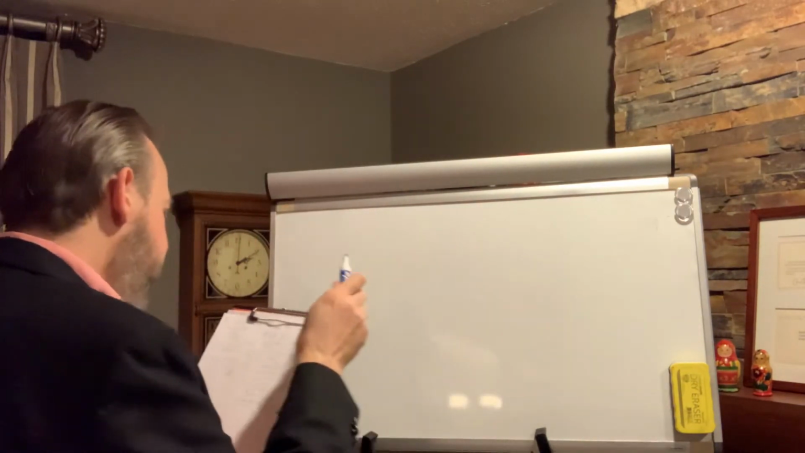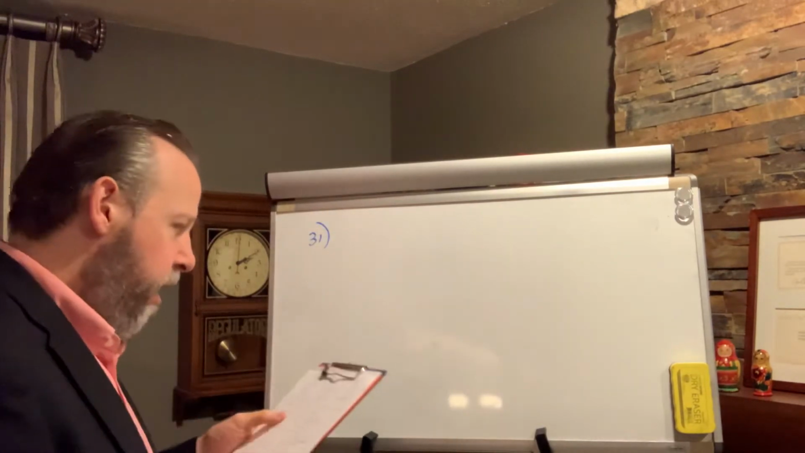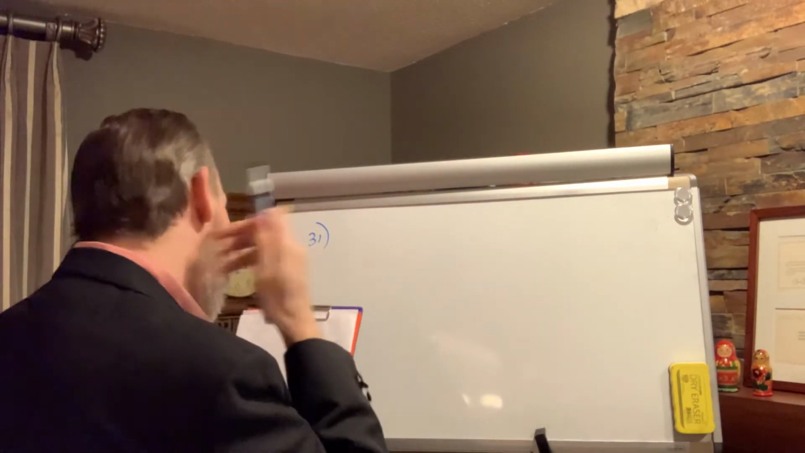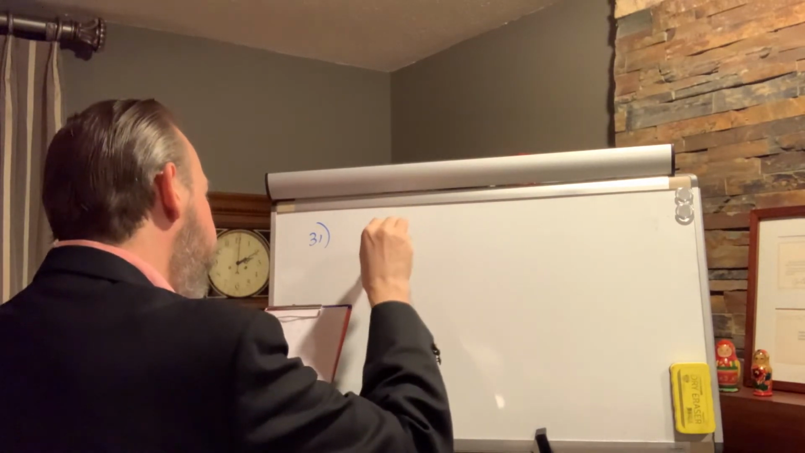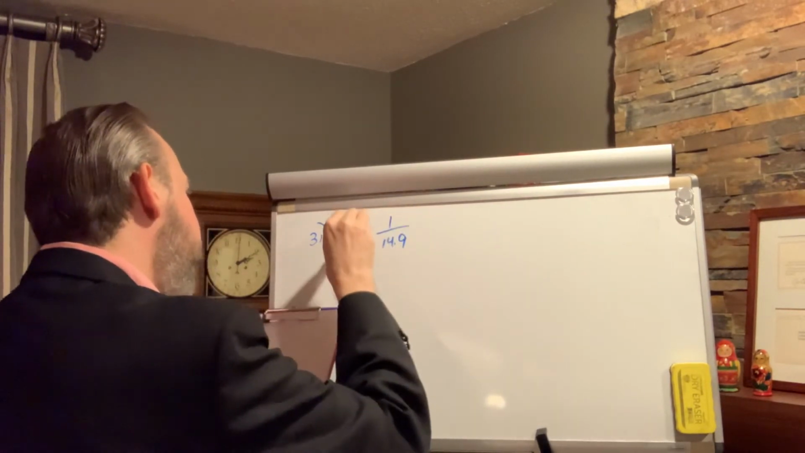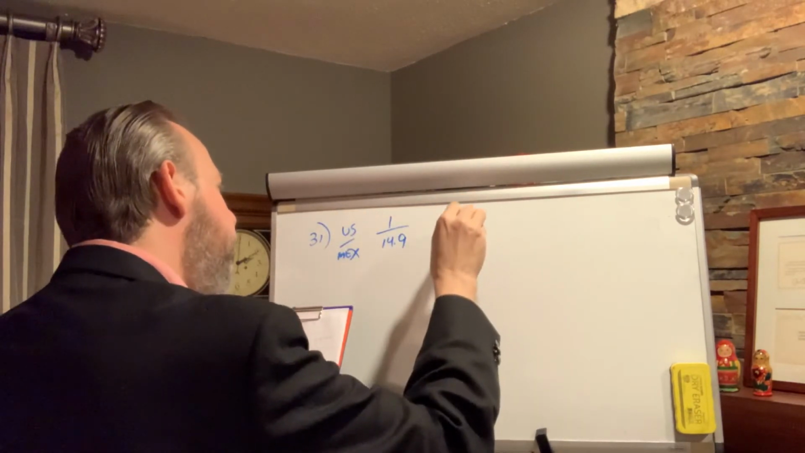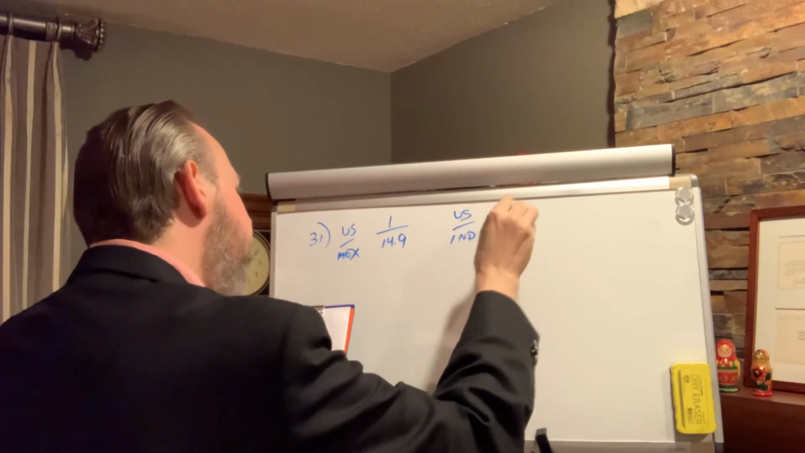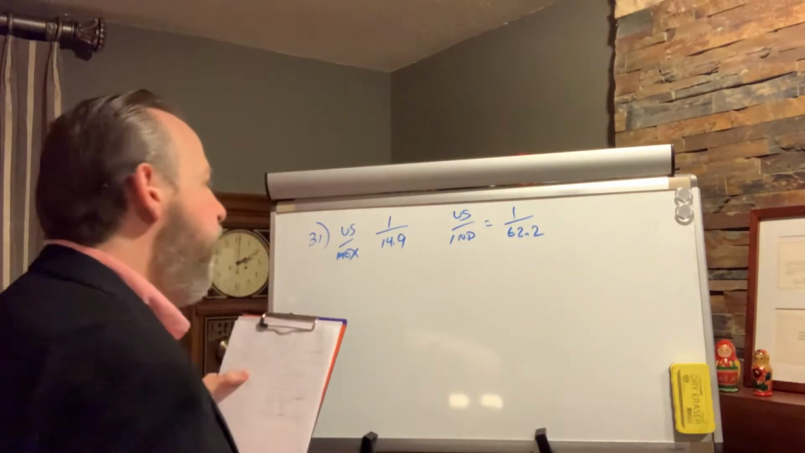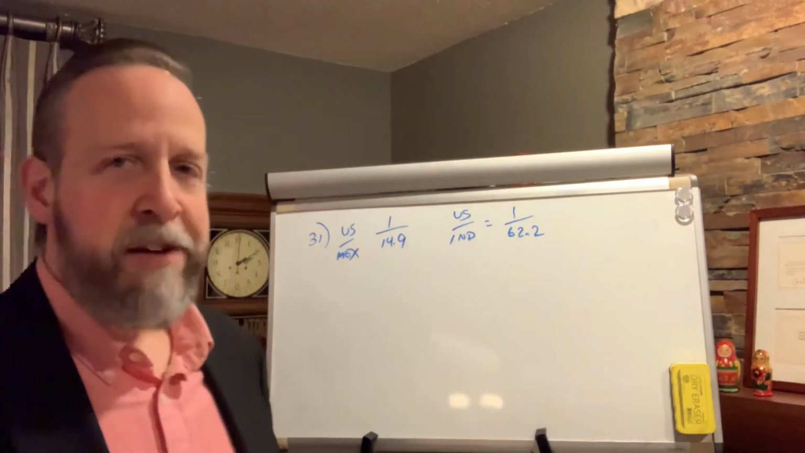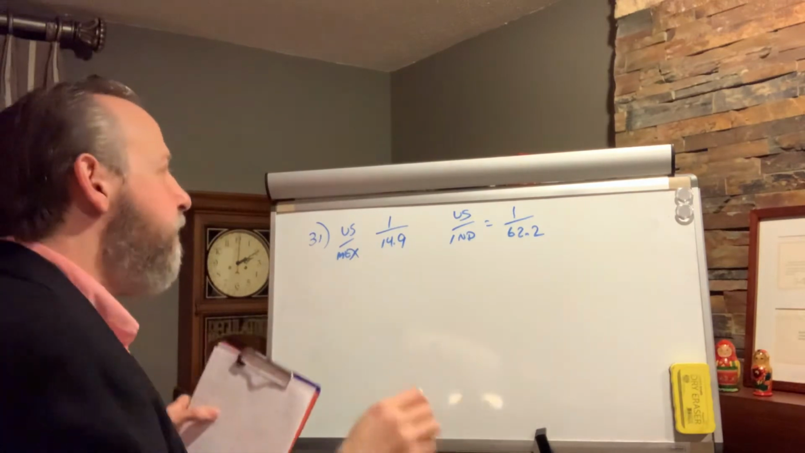Moving along to the peso problem, number 31. All right, same prompt. We had the U.S. to Mexico ratio was 1 to 14.9. That's the U.S. to Mexico. The U.S. to India ratio was 1 to 62.2. Then we dropped the U.S. out of the equation. We just talked about the ratio of Mexican pesos to Indian rupees.